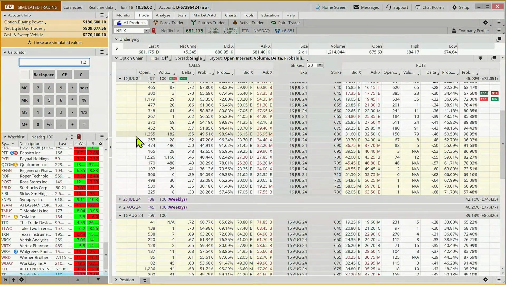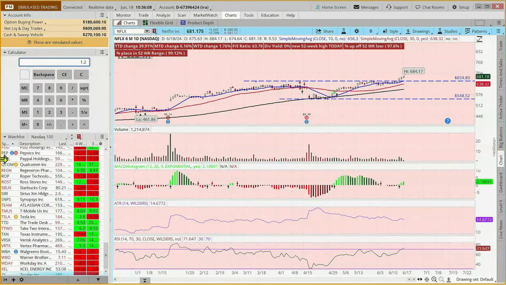Okay. So I want to show you a couple of other examples just before we go. And what I did is I just started clicking through. I linked my NASDAQ to the chart.